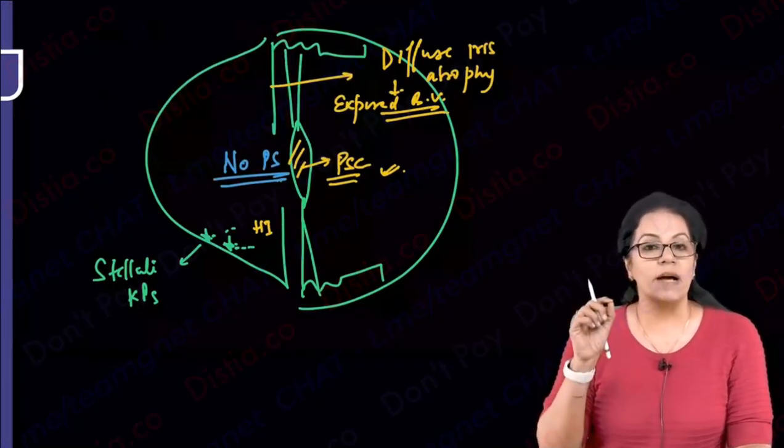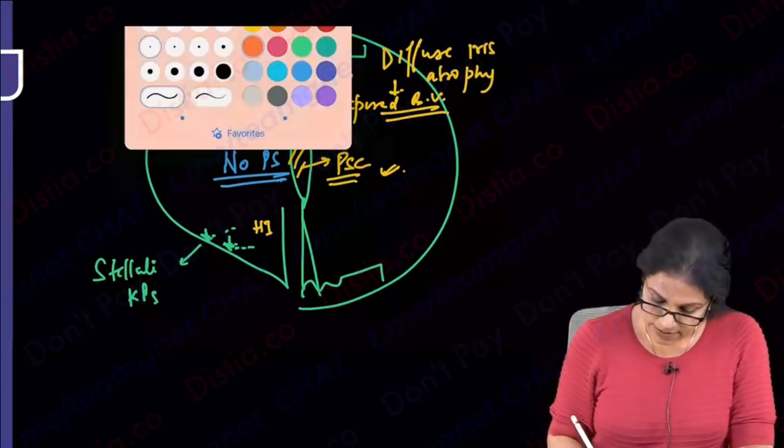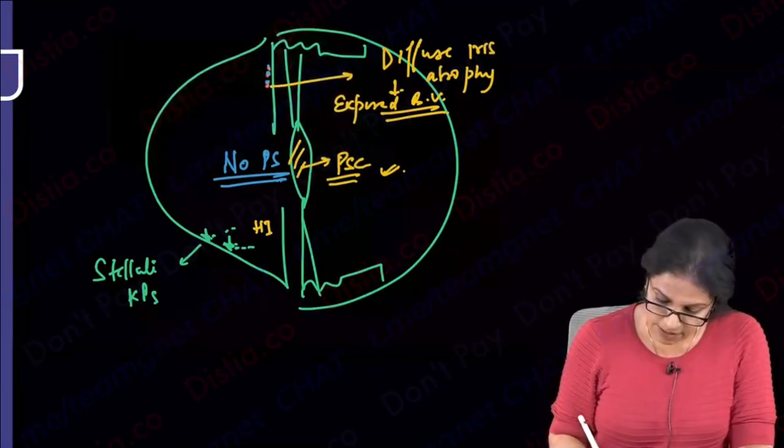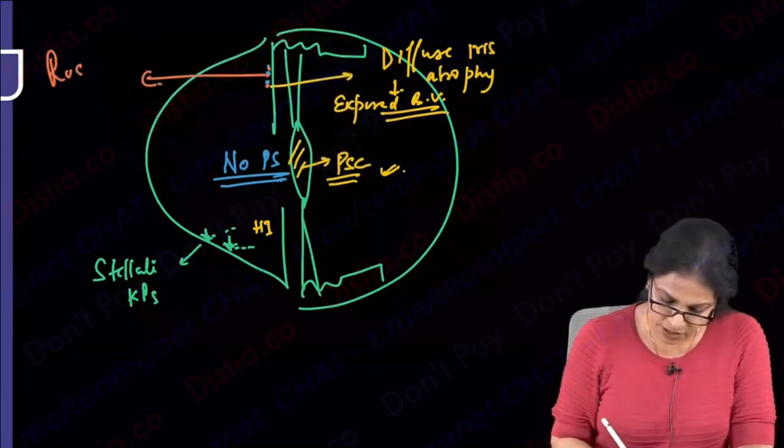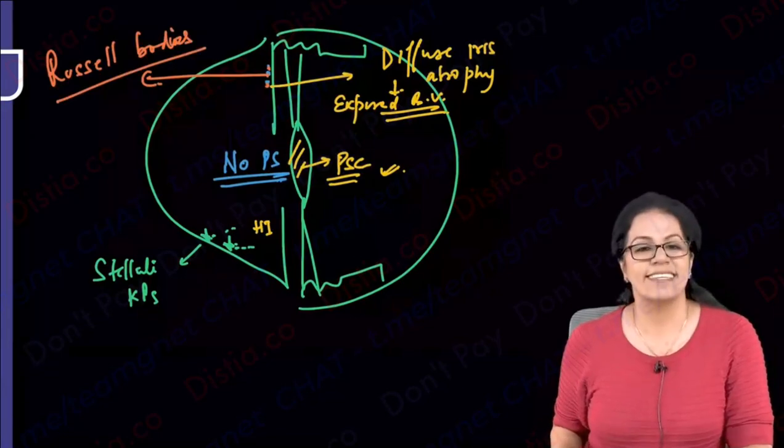Another thing, you can get some iris crystals. These are called Russell bodies. Just know the name, not important much. These are iris crystals, Russell bodies in Fuchs heterochromic cyclitis.